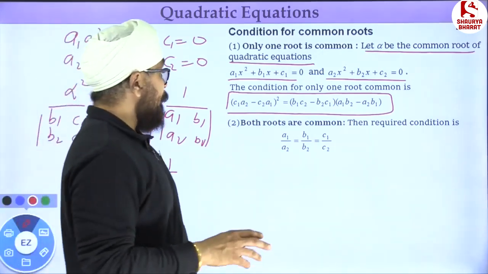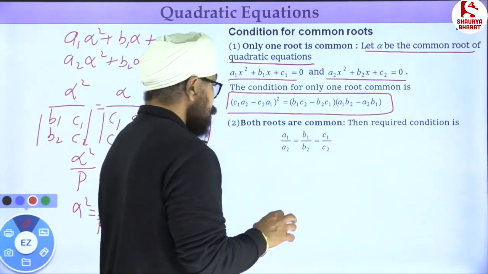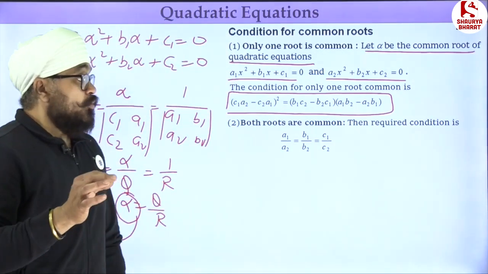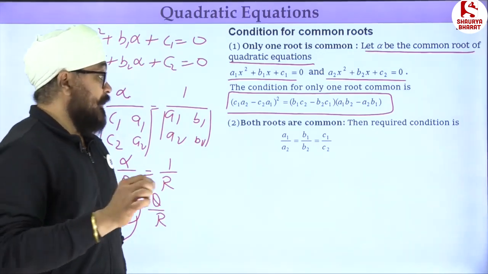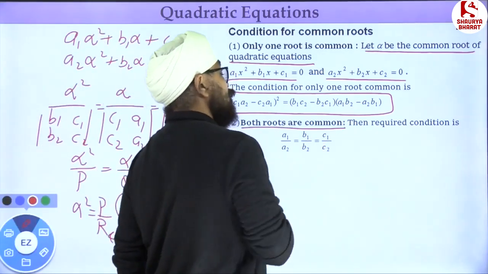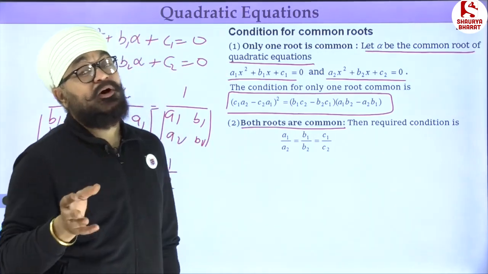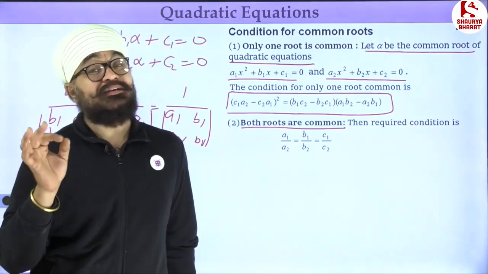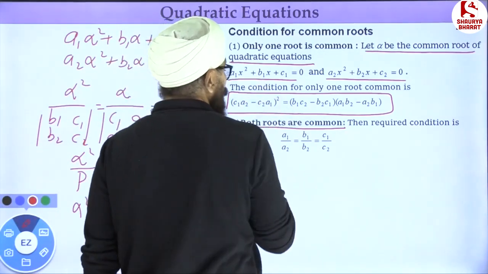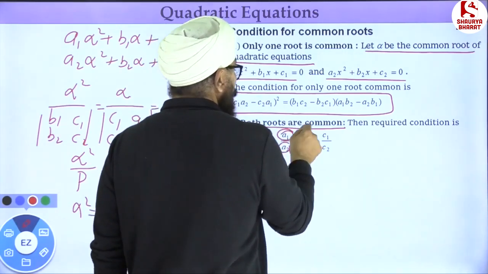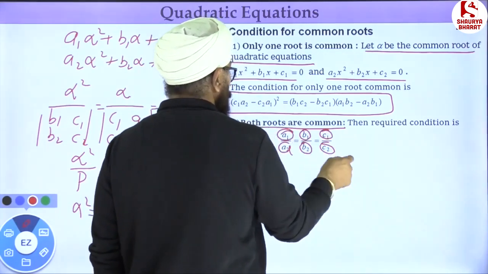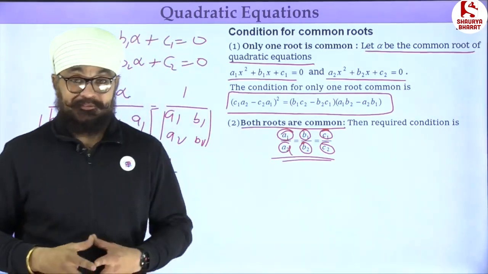Now the next important part: if both roots are common, then it is certain that both quadratic equations are coincident, meaning the coefficients a1 upon a2, b1 upon b2 and c1 upon c2 are all equal.